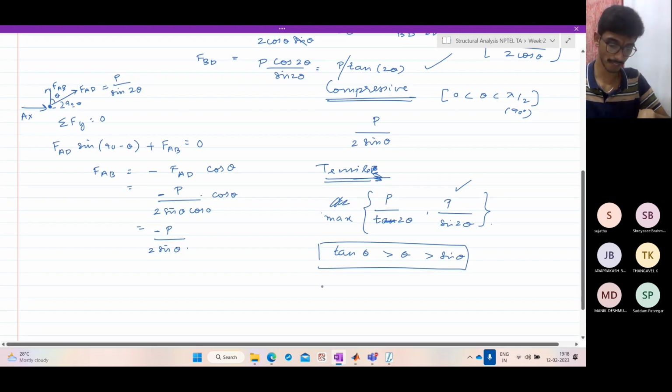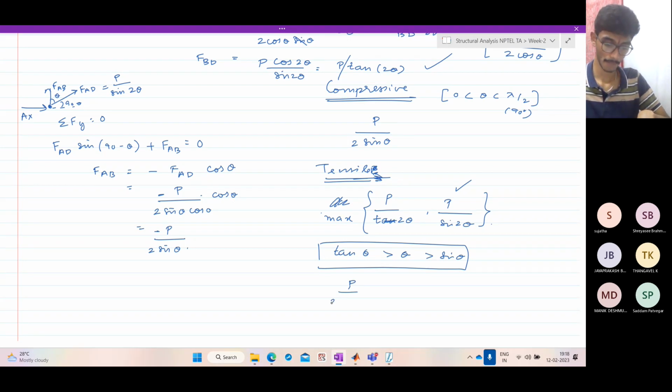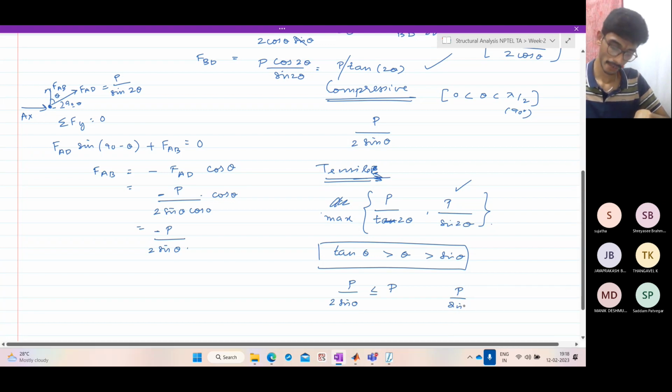So what is the condition? Maximum compressive force is P by 2 sine theta, which should not exceed P. So it is less than or equal to P. And what is the other condition? Tensile force, P by sine 2 theta, less than or equal to 2P.